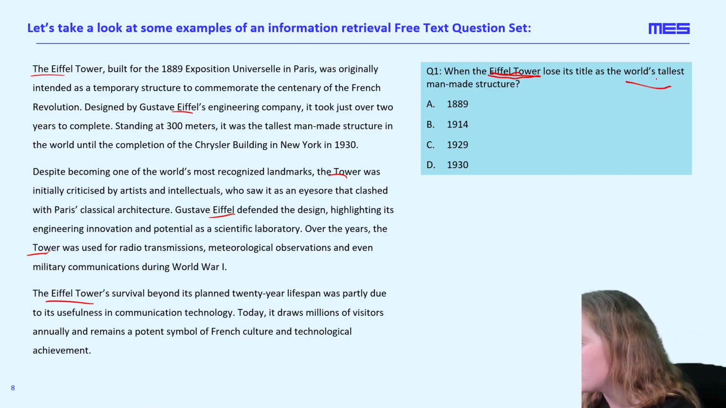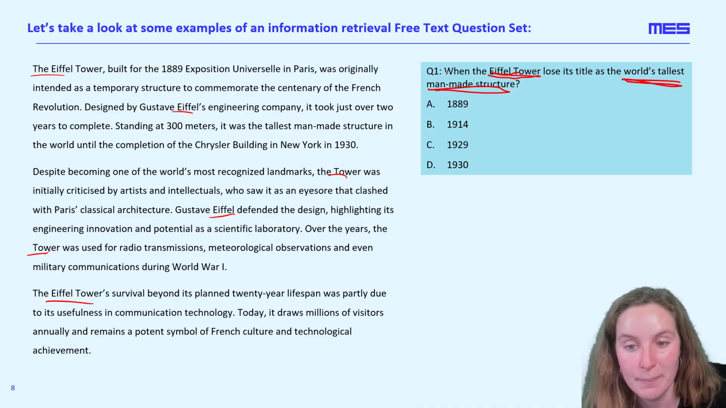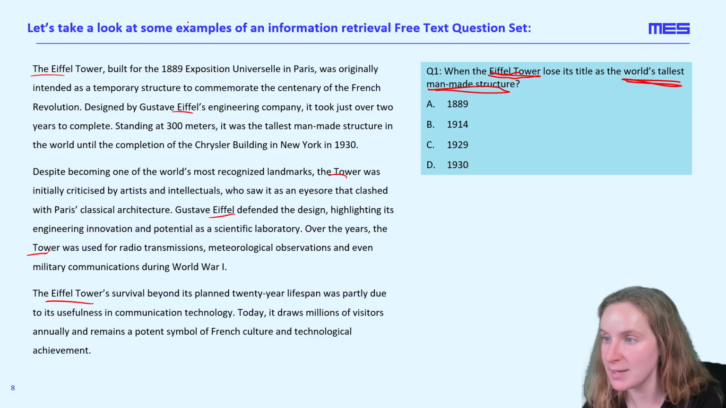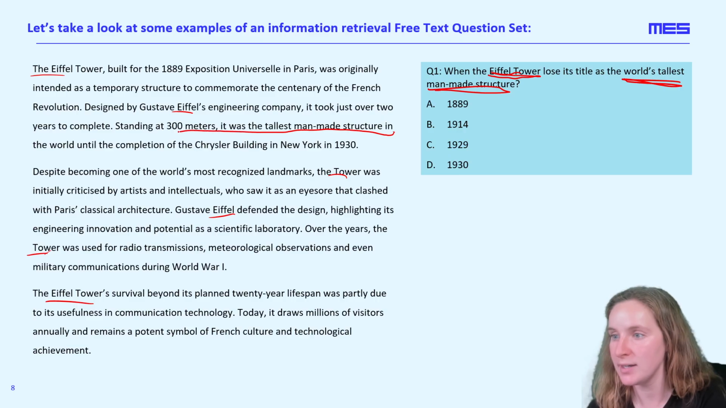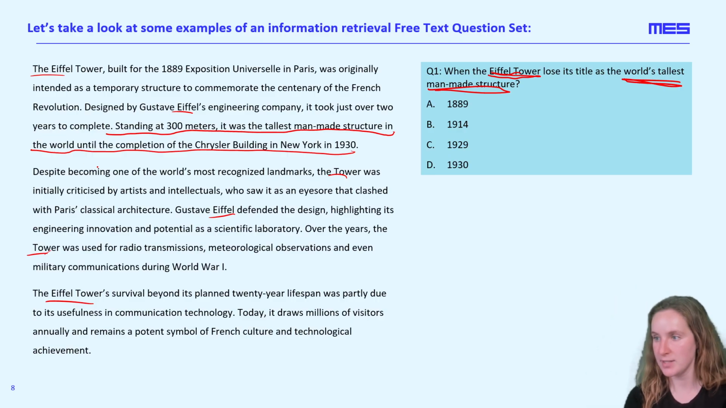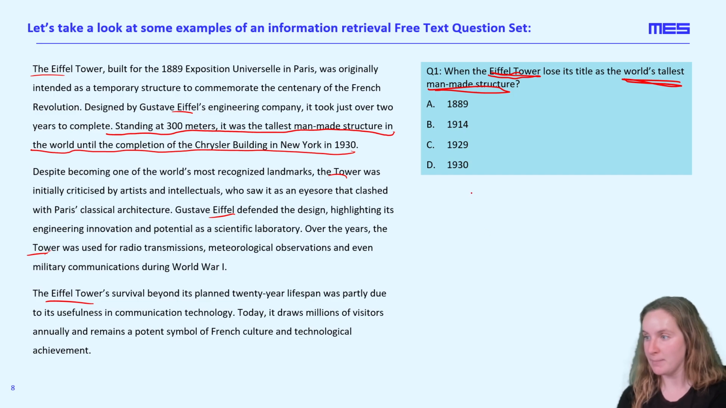We want to look for world's tallest man-made structure. I think particularly the word man-made will be helpful because it's hyphenated, so it might draw our attention slightly better in a passage as we skim. Okay, we are skimming this passage now. We're seeing it was the tallest man-made structure until the completion of the Chrysler Building in New York in 1930. So that gives us a pretty good indicator of what the answer is, that it might be D, 1930, but let's keep skimming just in case.